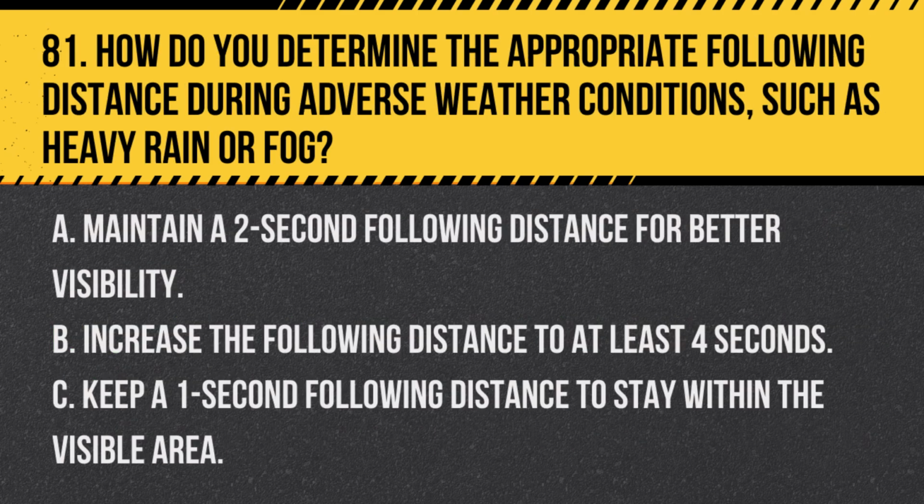Question 81. How do you determine the appropriate following distance during adverse weather conditions, such as heavy rain or fog? A. Maintain a 2-second following distance for better visibility. B. Increase the following distance to at least 4 seconds. C. Keep a 1-second following distance to stay within the visible area. Answer. B. Increase the following distance to at least 4 seconds. Adverse conditions require more distance to safely react to traffic changes.